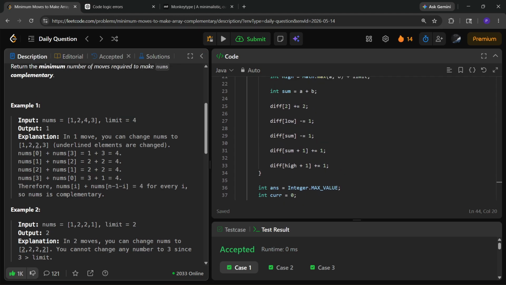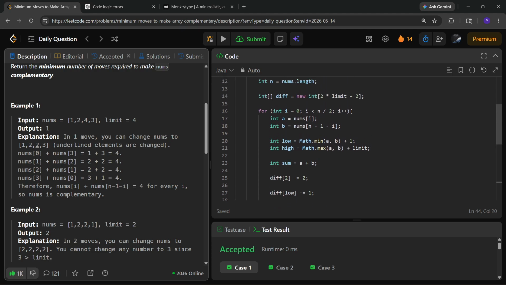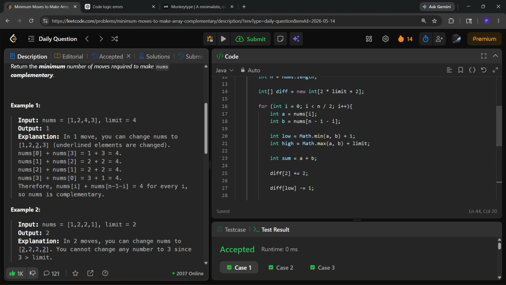Okay, next iteration. At I equals 1, A becomes 2, B becomes 4, C becomes 2 plus 4, that is 6. Low becomes 2 plus 1, that is 3. High becomes 4 plus the limit, and limit is 2, so that becomes 8. Hmm. Now let's do the operations.